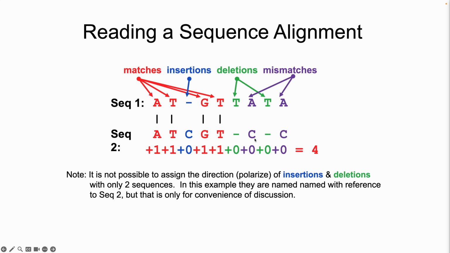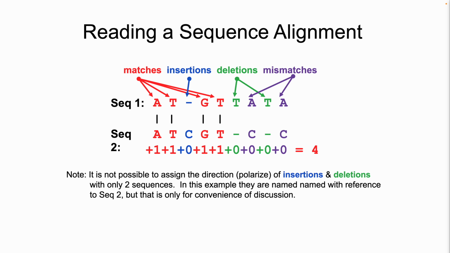Well, matches, that's easy, and I've drawn it out in the way that you often see it, where these little pipe characters are connecting the matches. In this simple 2-sequence example, I'm naming insertions and deletions relative to sequence 2. So this gap in the top sequence is an insertion in sequence 1. Okay? Now, what's the difference between an insertion and a deletion?